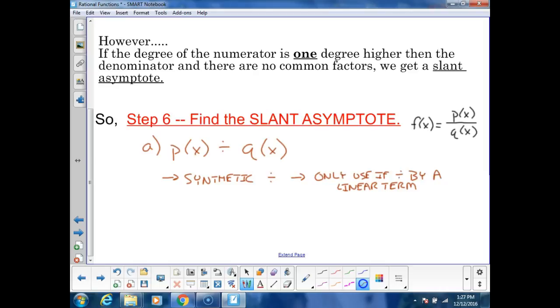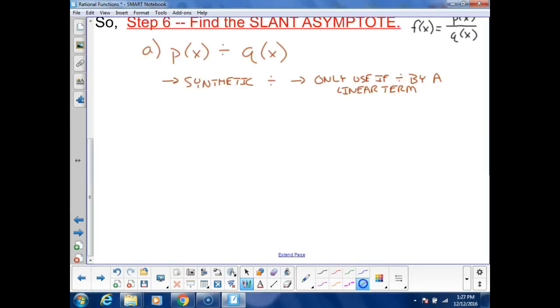So, if we're dividing by a squared term or a cubic term or something like that, then we've got to use long division. And long division works, it's just that it's long. So we're going to divide P of x by Q of x, right? Now, that's going to give us a new function, and that function is going to be a linear function because they differ by 1.